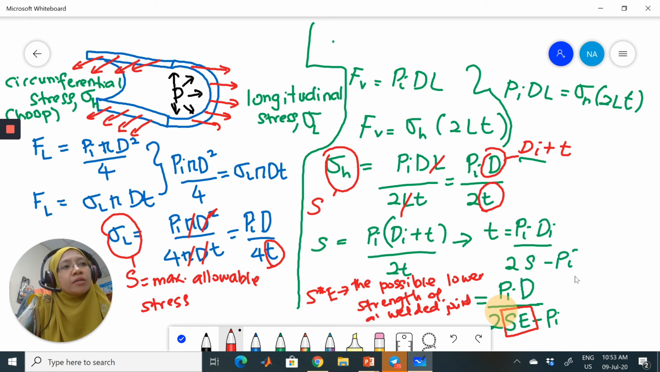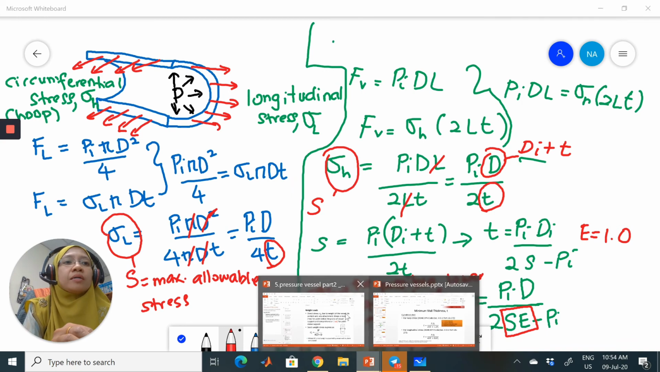This E, you need to know that the welded joint efficiency, when it is 1, that means the strength is the same as the virgin plate or original plate, all right, so been welded. But if E is less than 1, that means the strength of the welded joint is reduced, or slightly lower, compared to the virgin plate.